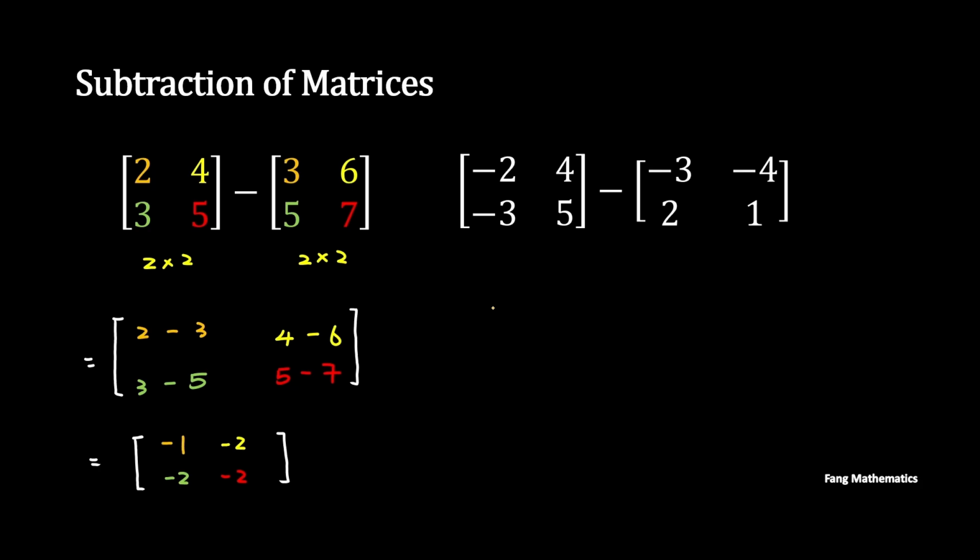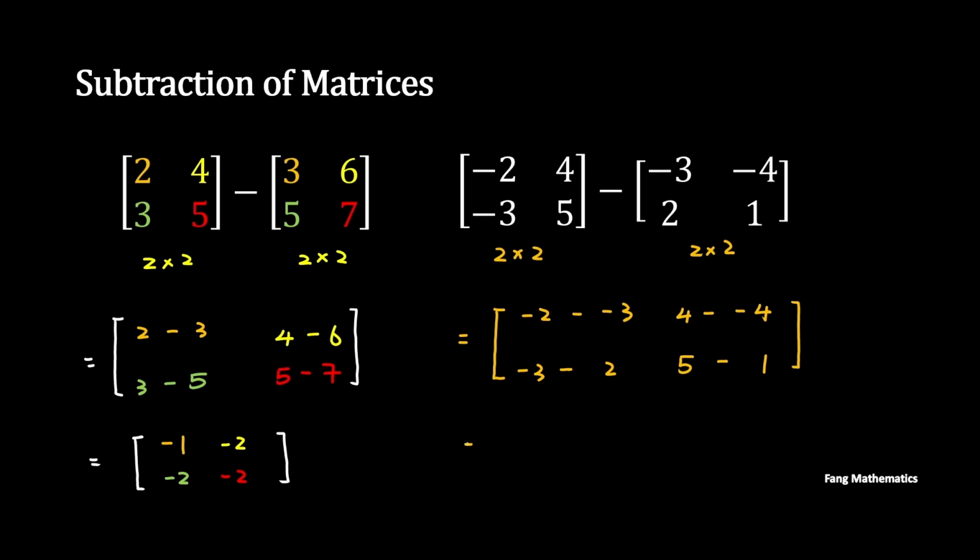Moving on, we have another question. And before we begin the subtraction, I would like to start by determining the order of each matrix. I believe 2 by 2 and 2 by 2. Then we start to subtract the corresponding numbers. So row 1, column 1, minus 2 minus minus 3. Row 2, column 1, minus 3 minus 2. Row 1, column 2, 4 minus minus 4. Row 2, column 2, 5 minus 1.